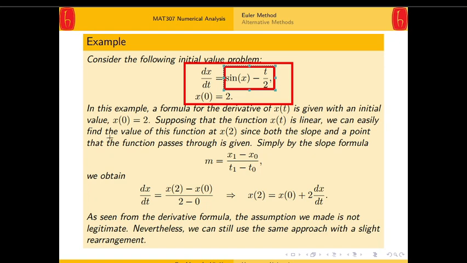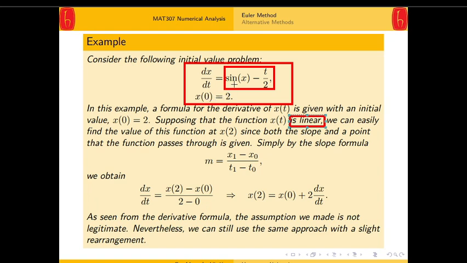We can easily find the value of this function at x(2) in this particular case if we have an assumption that x(t) is a linear function, since both the slope and a point that the function passes through are given. Because if this function is linear, which is our assumption, we know it's not linear, but this is an assumption to give us some idea about how to approach this sort of problem. So we have the slope, the derivative, and also a point that the linear function passes through.